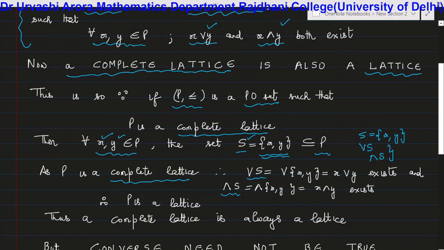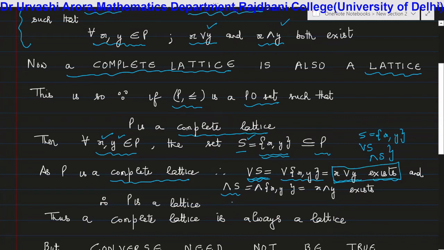Now, but what is the join of S? The join of S is the join of the set consisting of two elements x and y, or in other words, the join of S is x join y. So this also exists. X join y is existing. So this is one thing that we have.